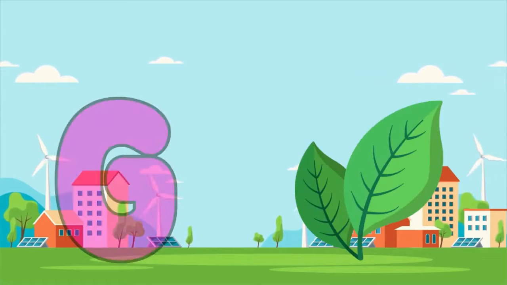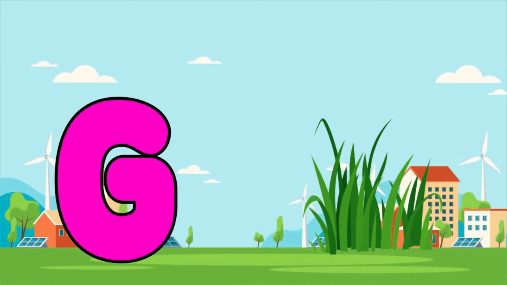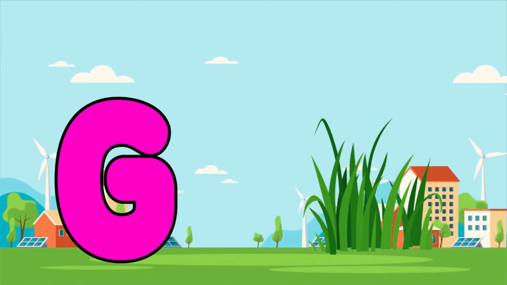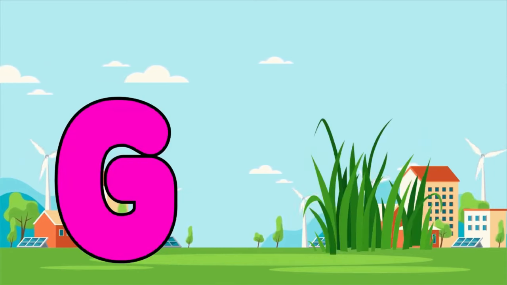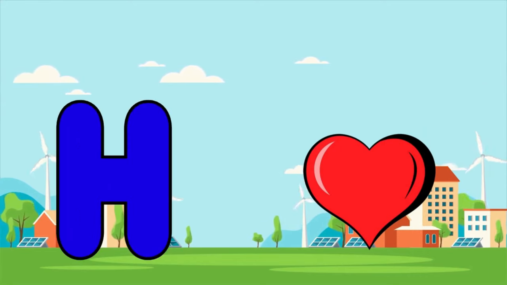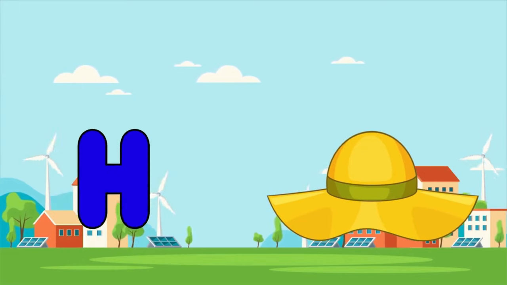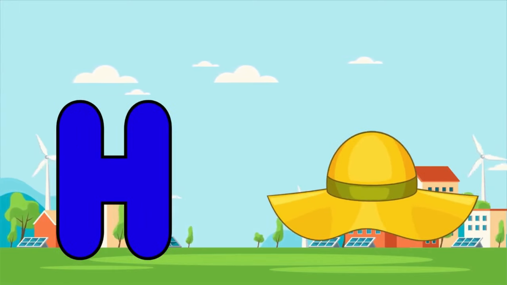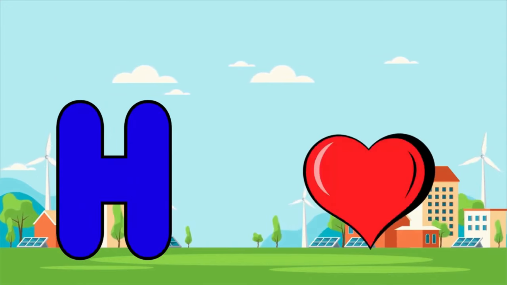G-G-green. G is for grass. G-G-grass. H is for heart. Ha-ha-heart. H is for hat. Ha-ha-hat.